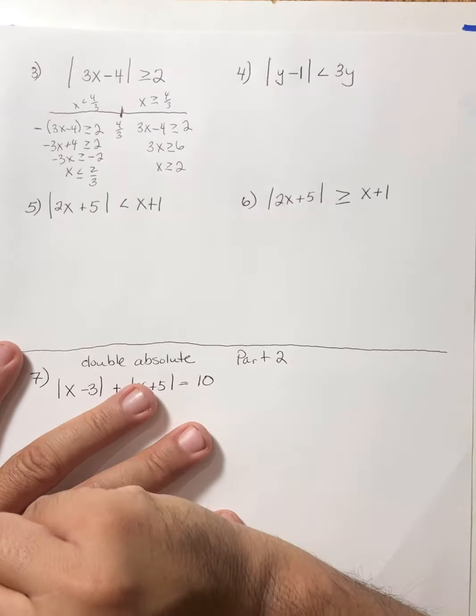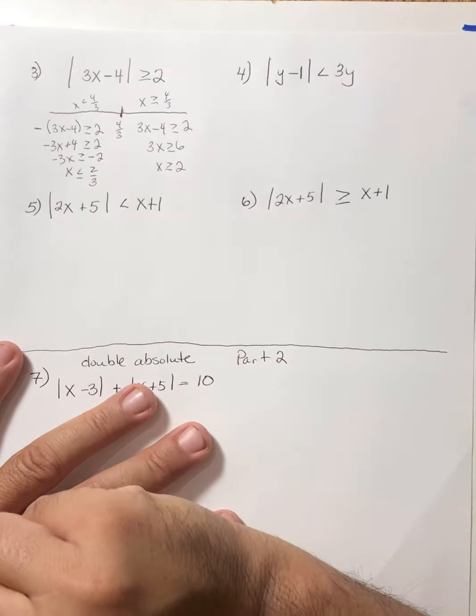So here's my number line. I'll put 1 in the middle, because that's when y minus 1 is equal to 0. So y is greater than or equal to 1, and this side will be y is less than 1. To the right this is positive, so y minus 1 is less than 3y. And then to the left, we have the inside as being negative, so negative the parentheses, y minus 1, less than 3y.